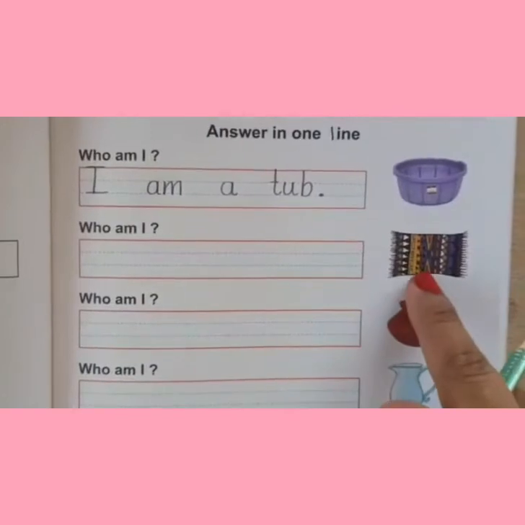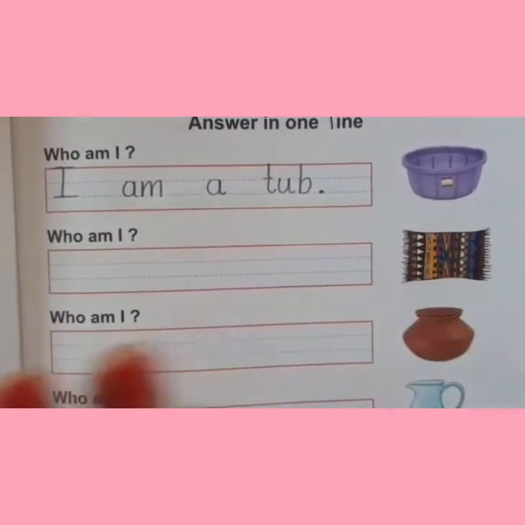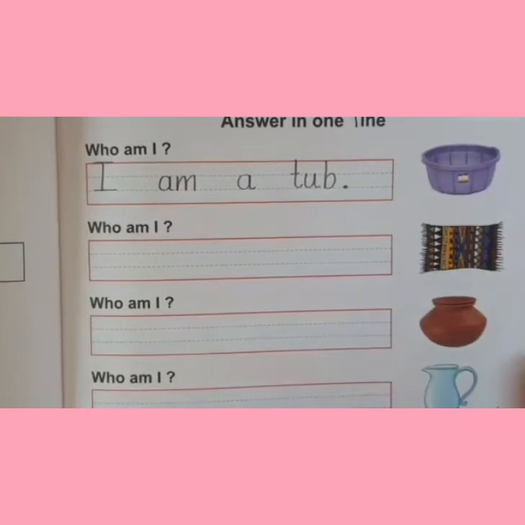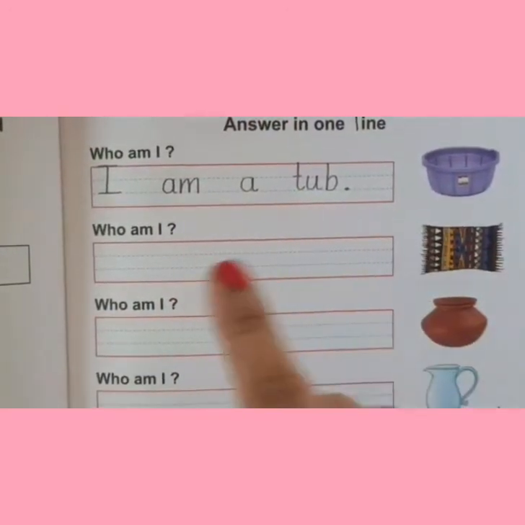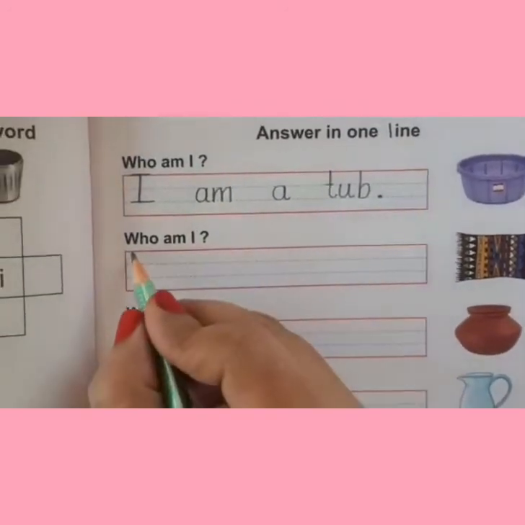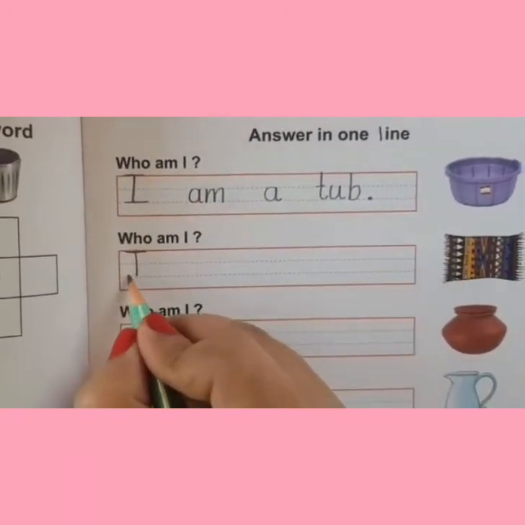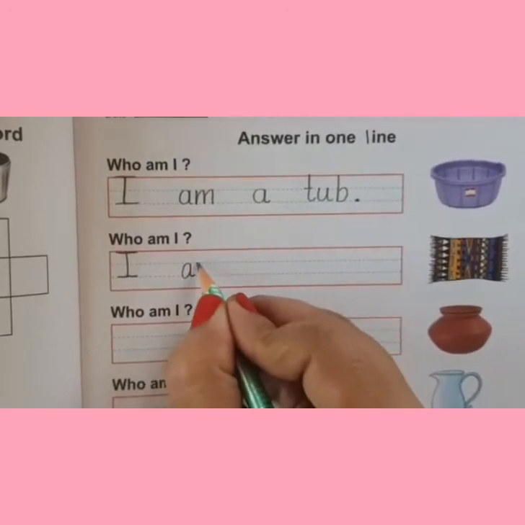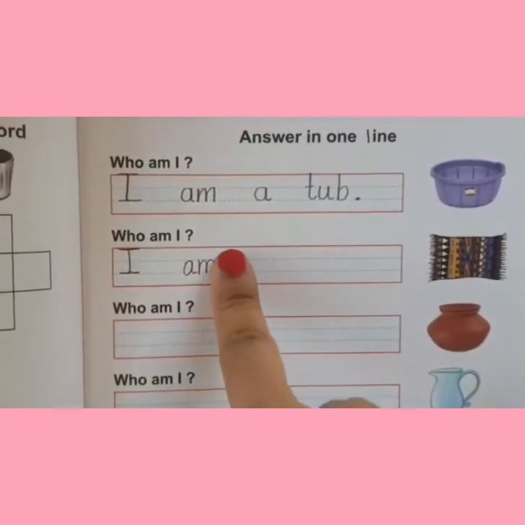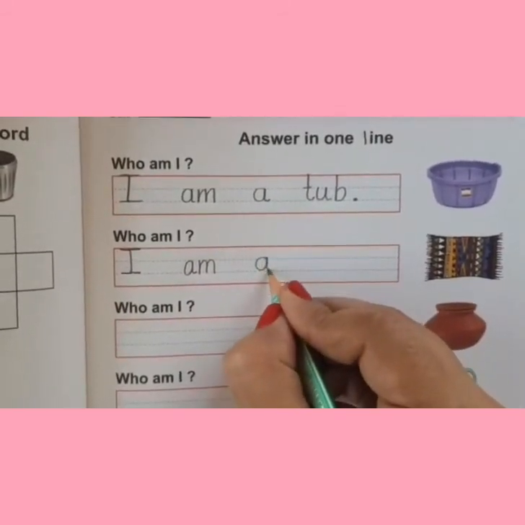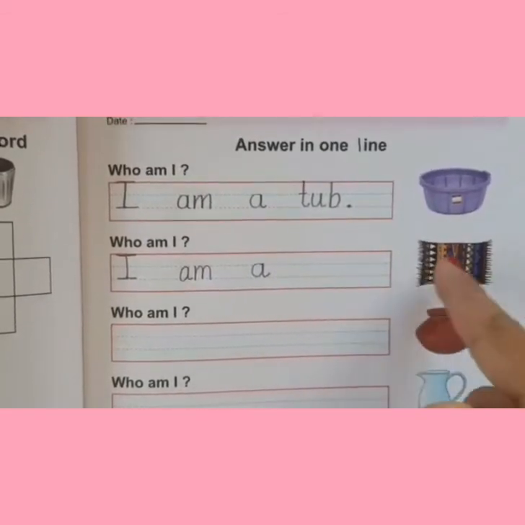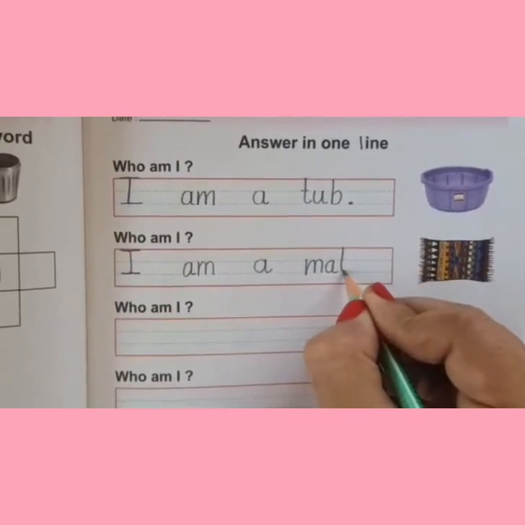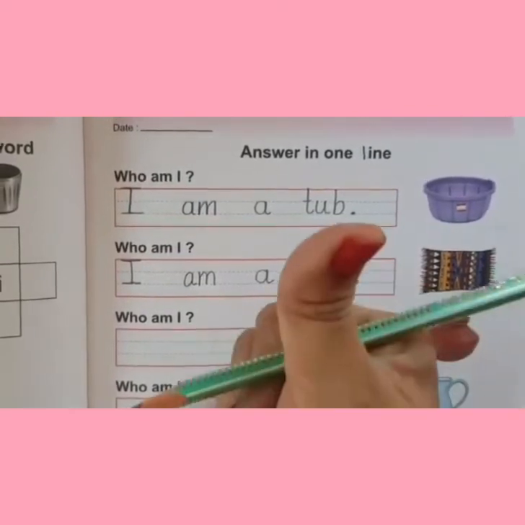Now same way, the next picture. What is this? This is a mat. Yes, mat. You must have learned in A sound words, M-A-T, mat. So who am I? Ye mat puch raha hai, main kaun hoon? So what we will answer? Mat kya answer dega? I am a mat. So again we will write capital I. Then for the next word, again one finger space. Then A, M. I am, again one finger space, a, again one finger space. Then what is the spelling of mat? It is M, A, T, mat. And our answer is completed, so we will put a full stop like this.